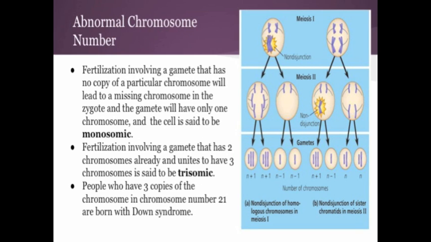Abnormal chromosome number. Fertilization involving a gamete that has no copy of a particular chromosome will lead to a missing chromosome in the zygote, which will have only one chromosome of that type, and the cell is said to be monosomic. Fertilization involving a gamete that has two chromosomes and unites to have three chromosomes is said to be trisomic. People who have three copies of chromosome number 21 are born with Down syndrome.